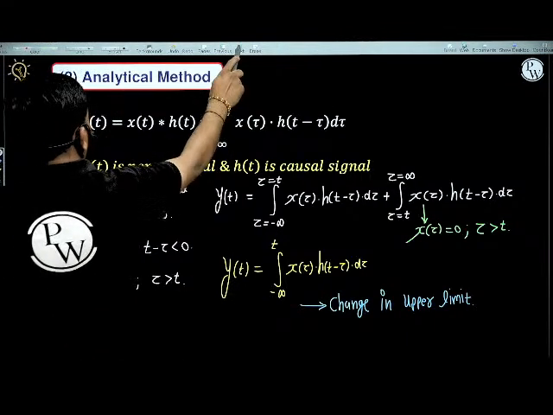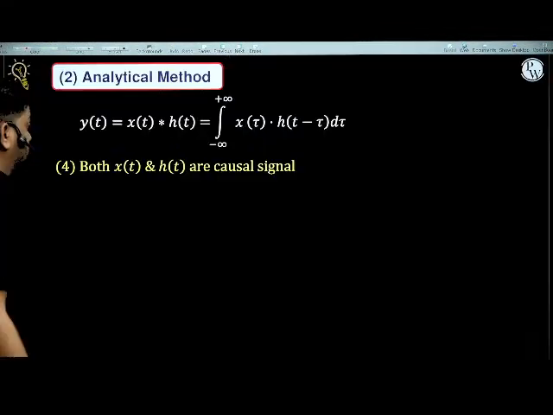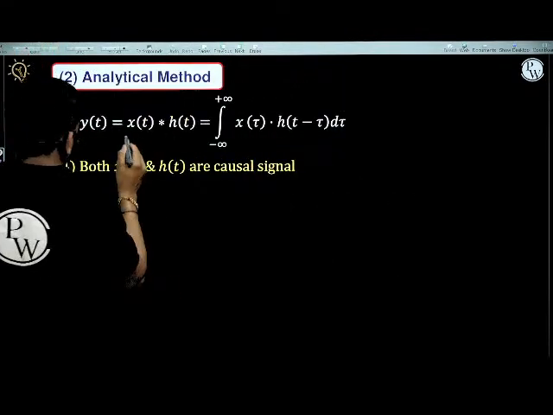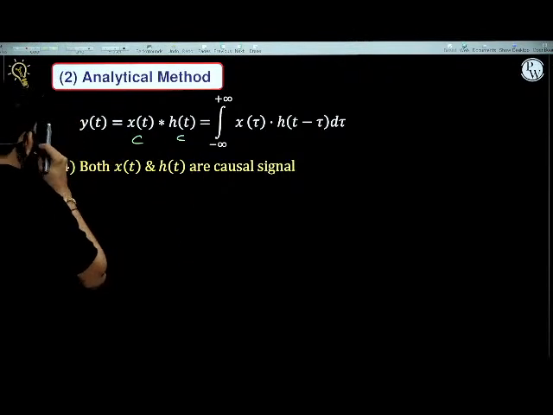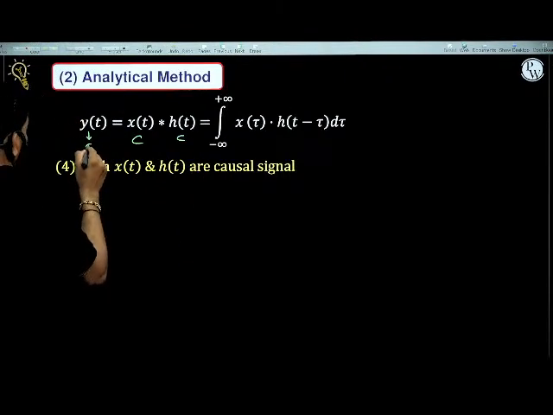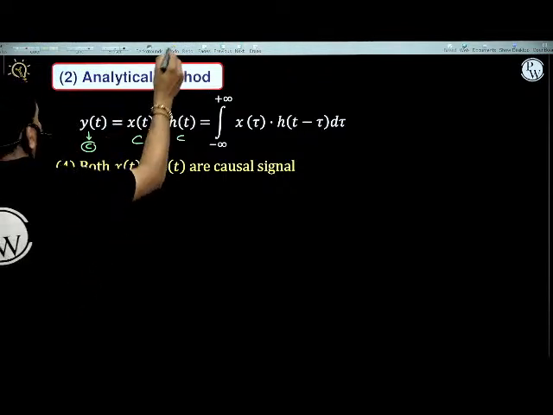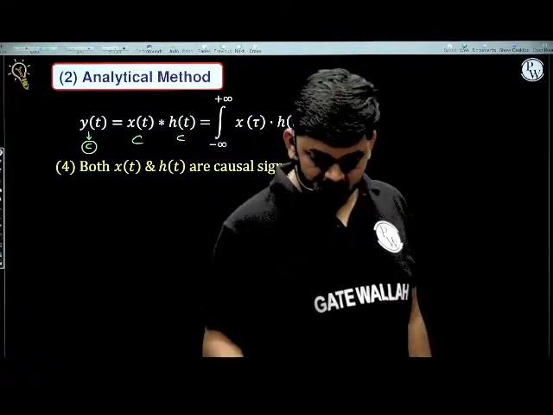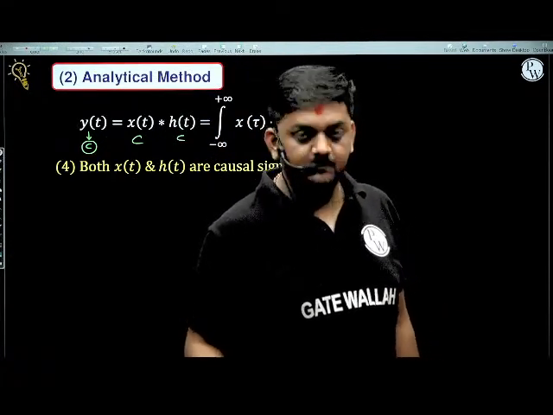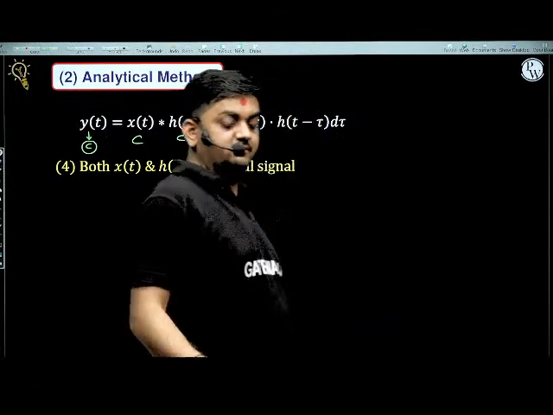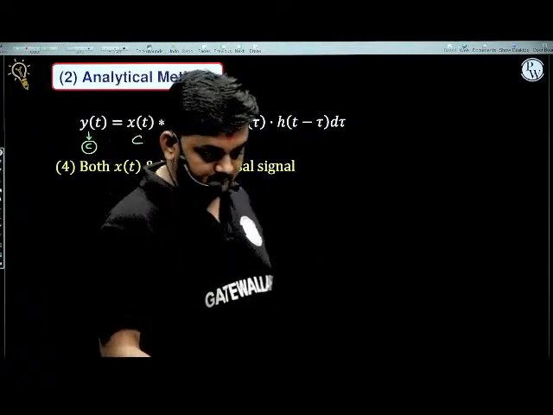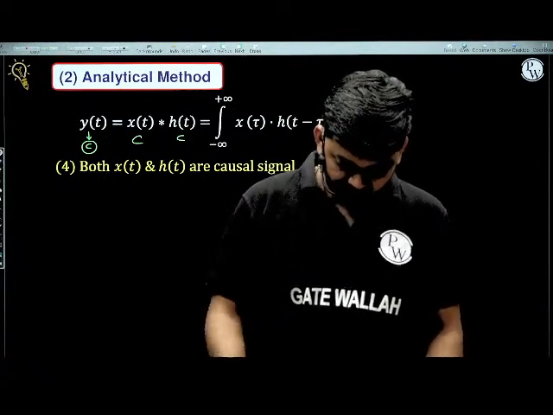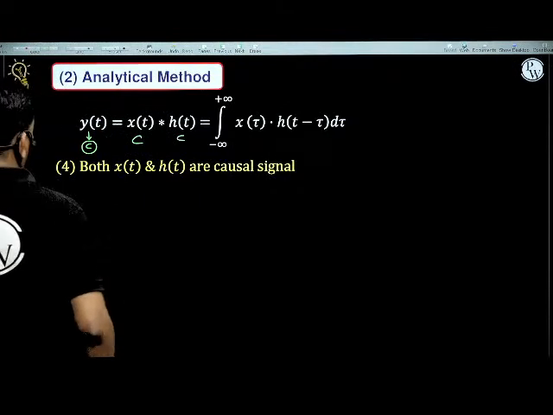Okay, very good. Now last case, guys. Suppose both are causal. If this is a causal signal and this is also a causal signal, then of course y of t is also a causal signal, guys. If both the signals are causal, then the resultant signal is also causal.